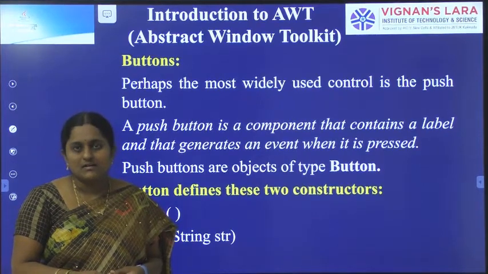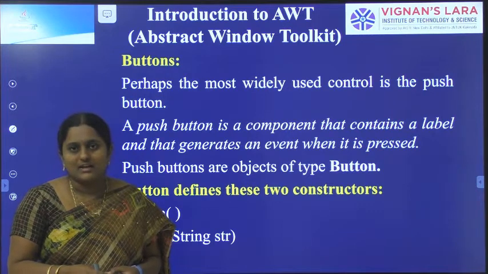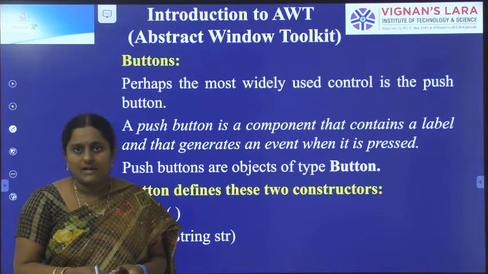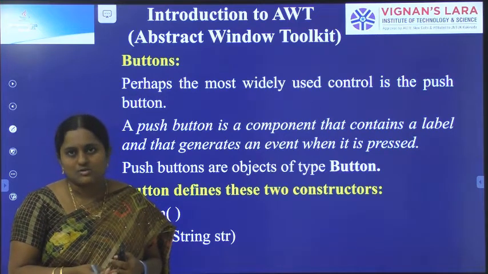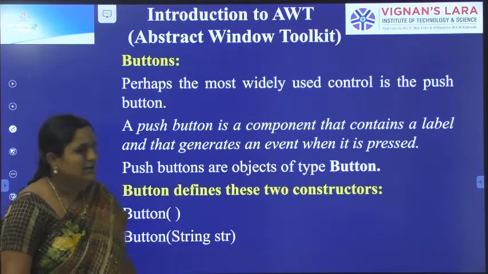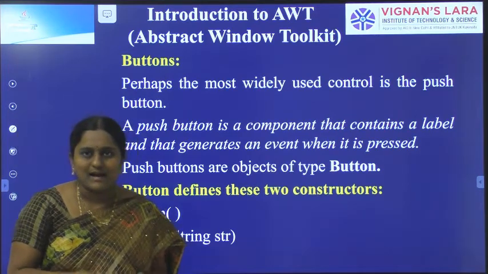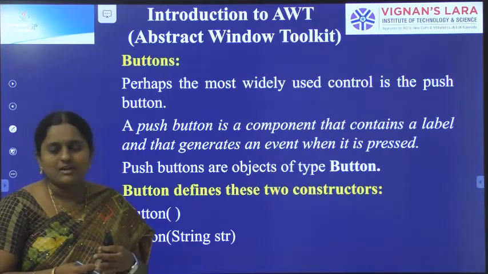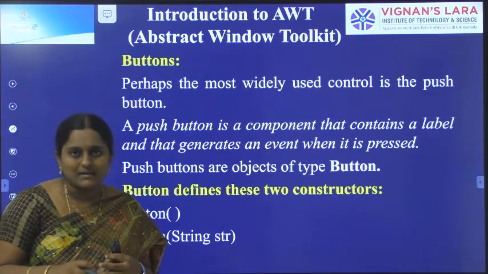In the last class, we covered introduction to AWT and the class hierarchy from panel and frame, and we also covered the labels concept. In this class, we will discuss the buttons concept. Already you know that button is a GUI component. It is a class. In Java, everything is treated as classes and objects. Using a class, we can create an object.